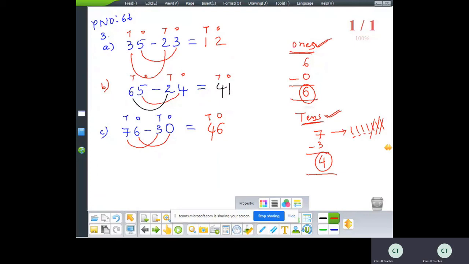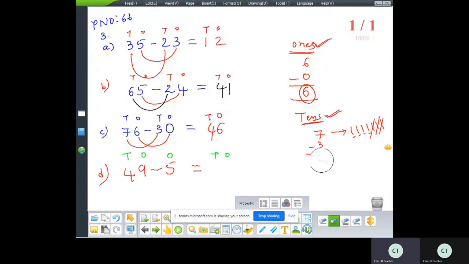Now, question D. 49 minus 5. Now, write the place values, 1's and 10's. Here we write 1's and 10's for the answer. First we subtract on the 1's place. After that we subtract on the 10's place.